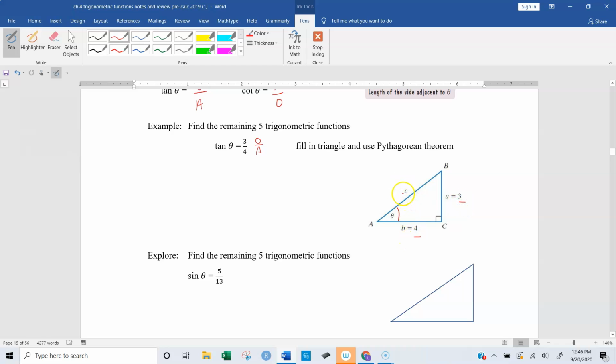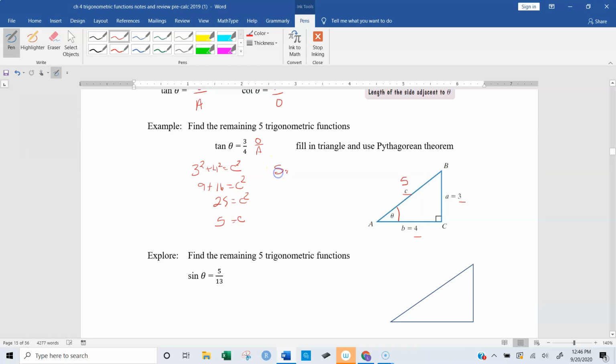Your next step is to calculate C. So we're going to do 3 squared plus 4 squared equals C squared. 9 plus 16 equals C squared. 25 equals C squared, so C is equal to 5. We don't do plus or minus because distance cannot be negative. So this is 5.